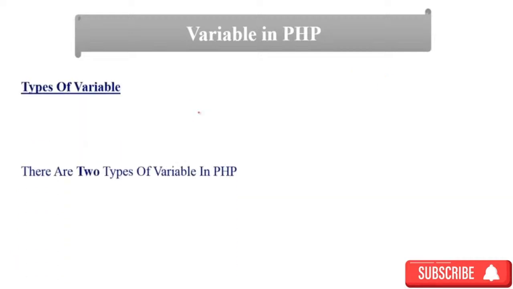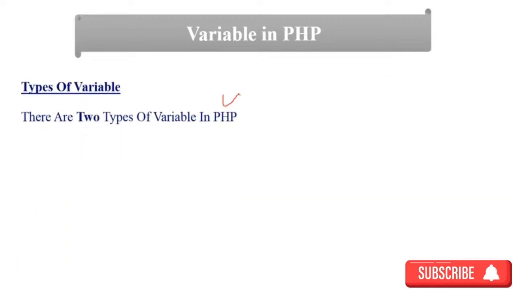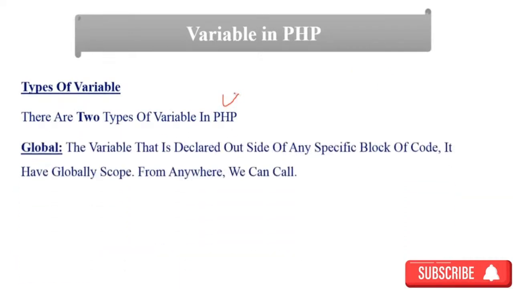Types of variables. There are two types of variables in the PHP programming language. One of them is global. What are global variables? The variable that is declared outside of any specific block of code. It has global scope. From anywhere we can call it. For example, this is a specific block of code starting from here and ending here. This area is outside of the specific block of code.